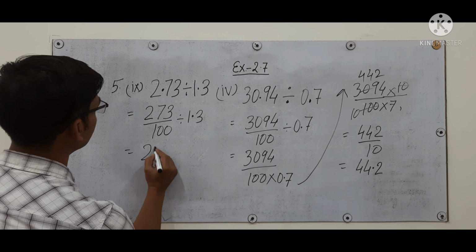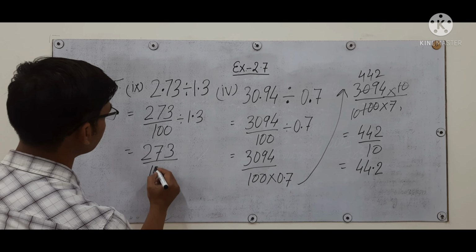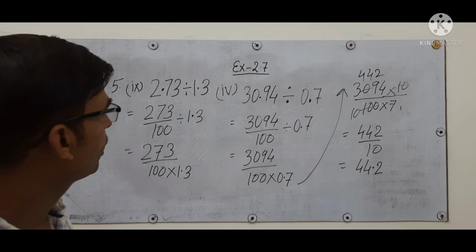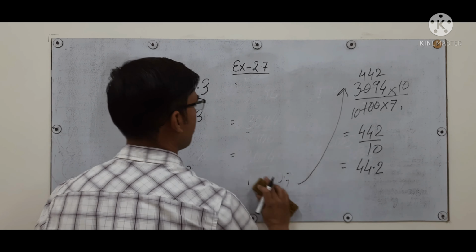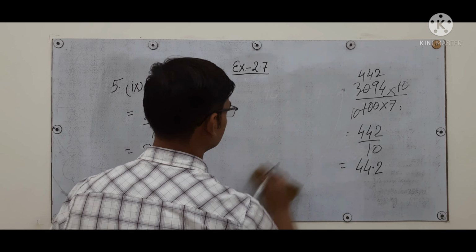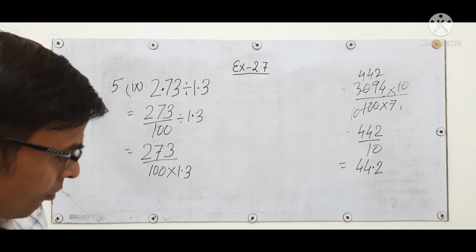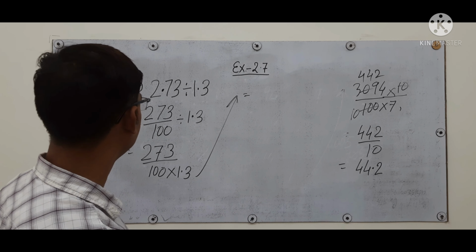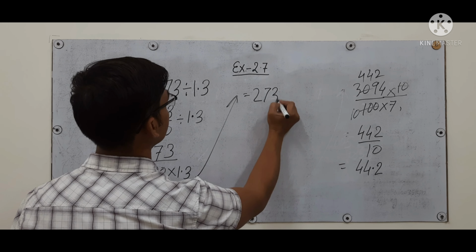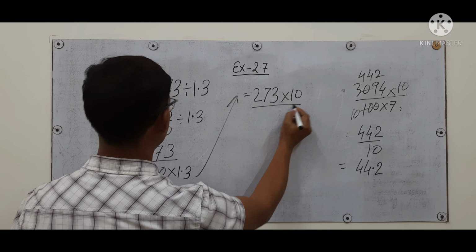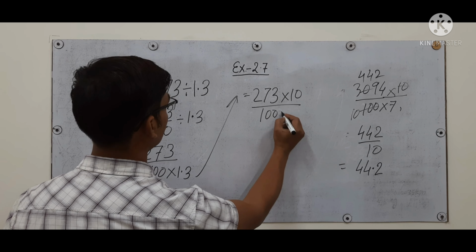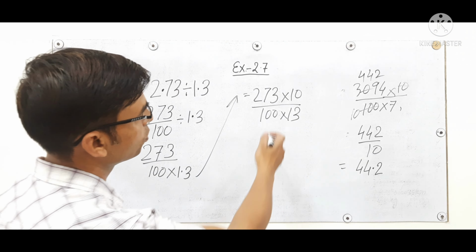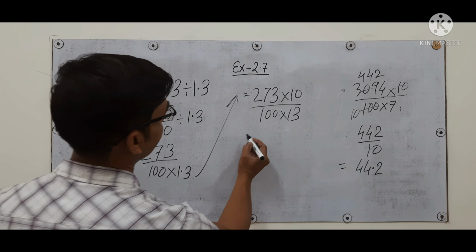And in the next step, we will also remove the decimal from the denominator, so it will be 13 upon 10. So in the next step, it will be 273 cross 10 upon 100 cross 13. Why 13? Because we remove the decimal and put a 0 under it, that is 10.